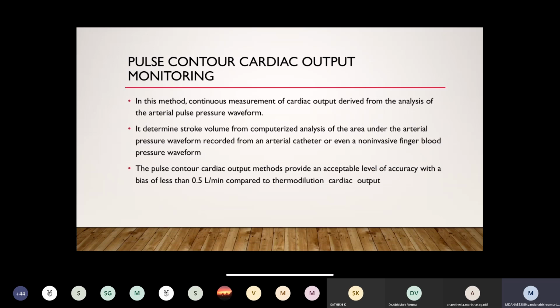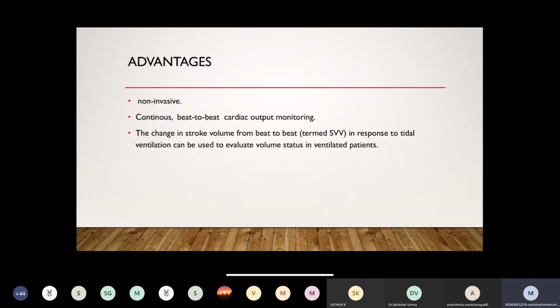The pulse contour cardiac output method provides an acceptable level of accuracy, with a bias of less than 0.5 liters per minute compared to the thermodilution cardiac output. Pulse contour analysis: the stroke volume is reflected by the area under the systolic part of the pressure curve of the waveform. The cardiac output is calculated by stroke volume times heart rate.